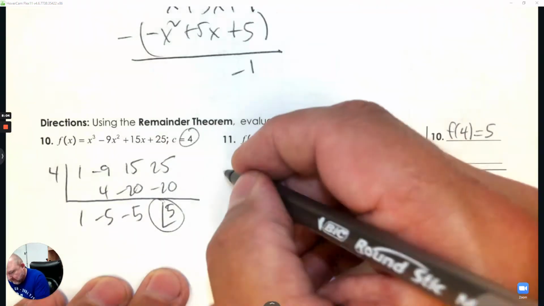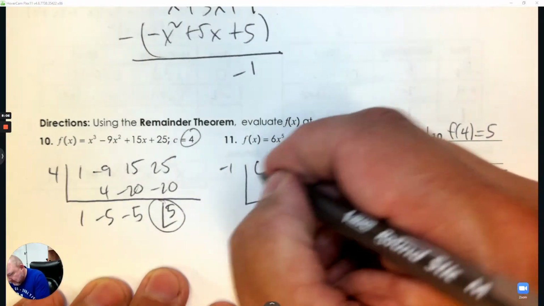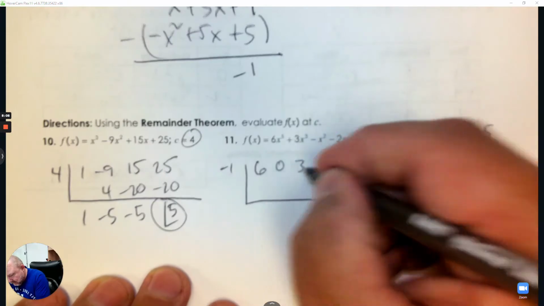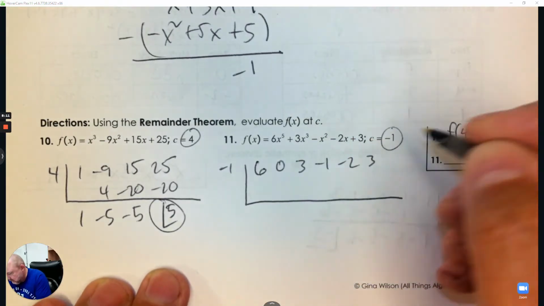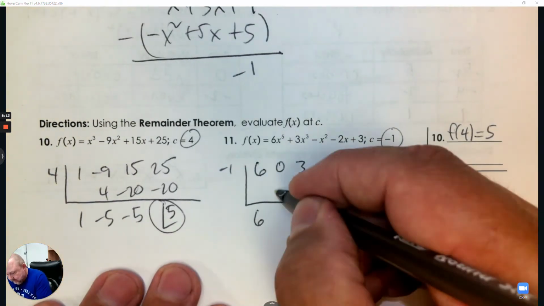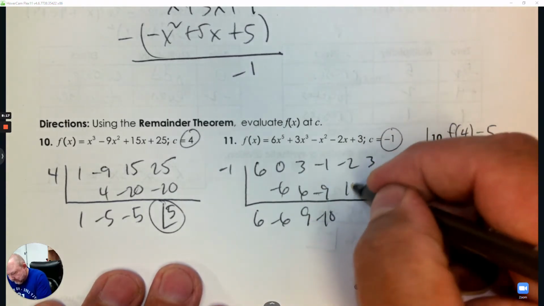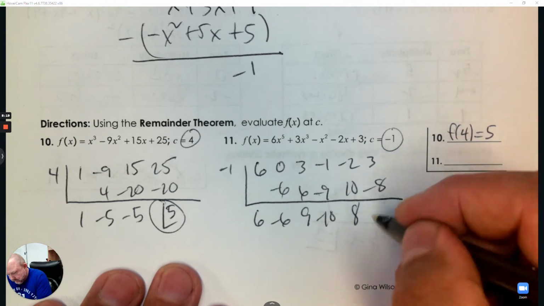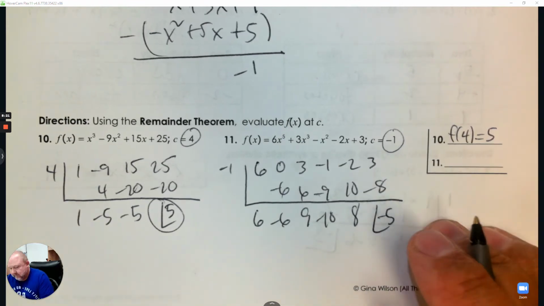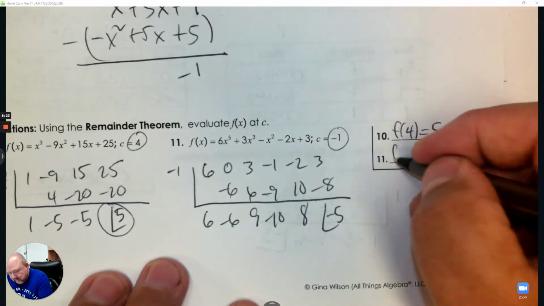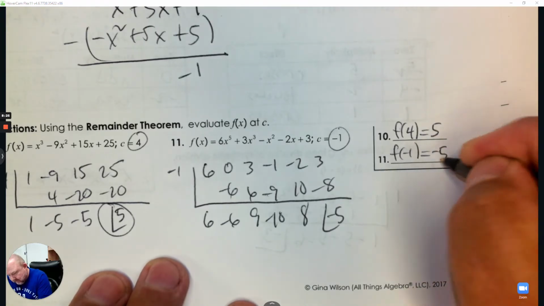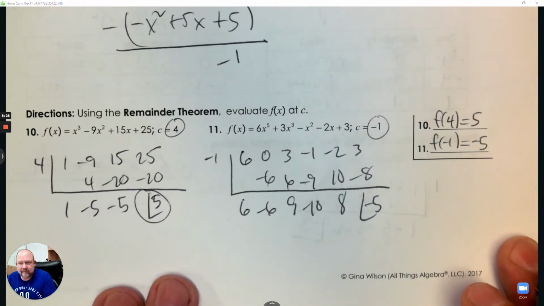Okay, same thing here. Don't change the sign. Make sure there's no missing. There's a missing power. And then I get negative 5. So that means f at negative 1 is equal to negative 5. All right, last page.